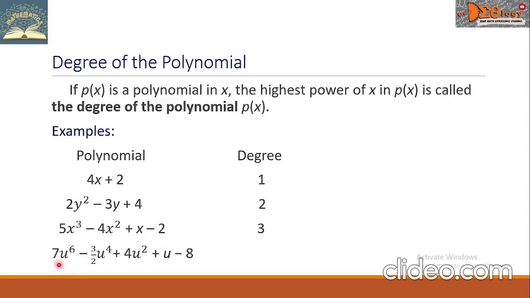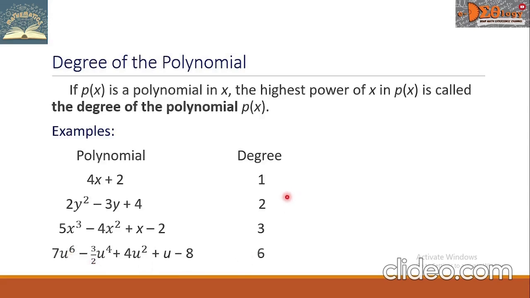Fourth polynomial, 7u raised to 6 minus 3 halves times u raised to 4 plus 4u squared plus u minus 8. This is a polynomial in the variable u. The highest power is 6, so the degree is 6.